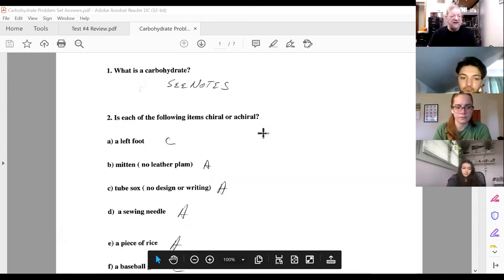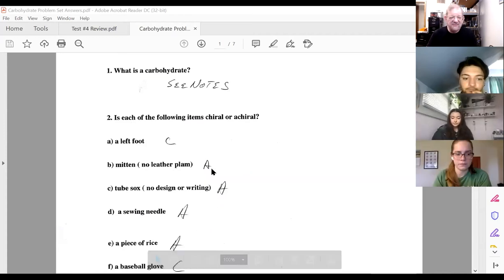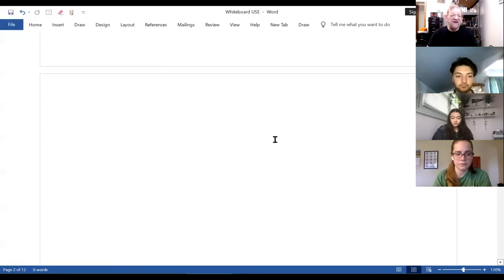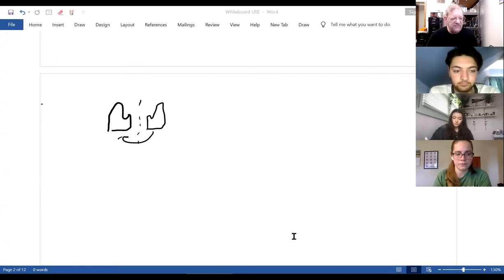All right, a mitten. Uh-oh, it's time to do how bad can Dr. White draw? If you have a mitten with no leather palms, by the way, it's permitted to laugh your head off now. A mitten. If I draw my mirror image, sort of, these are superimposable. So if it's a superimposable mirror image, a mitten is achiral.